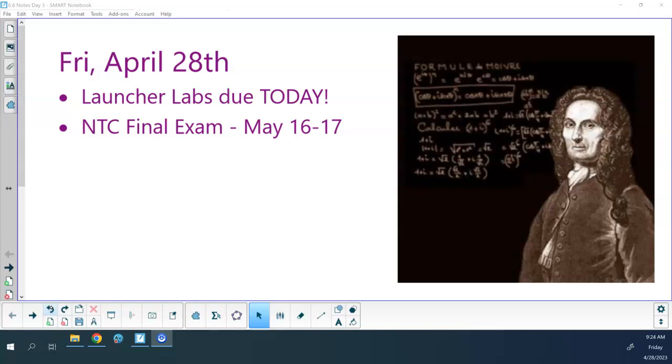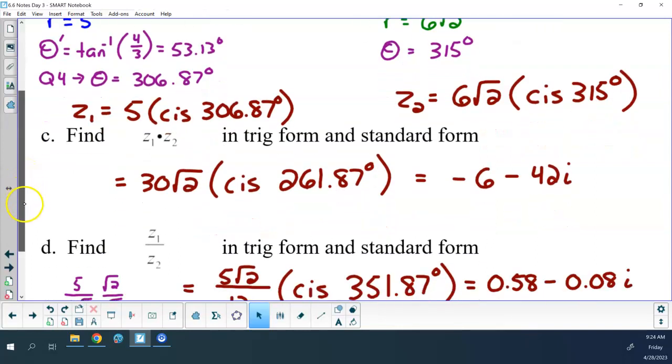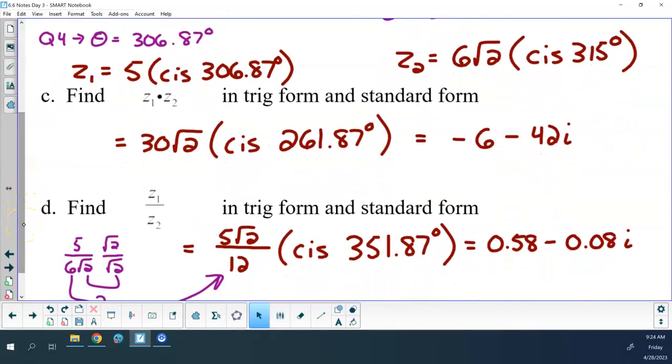At the end of class yesterday, we asked you to do number 6, the bottom one down there. So here are the answers to number 6. For Z1, I got 5 for my R and 306.87 for my angle. For Z2, I got 6 square roots of 2 and 315 for my angle. So then if we multiply them together, that gets us that.